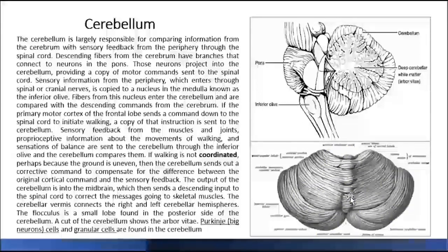The cerebellum helps us control equilibrium as well as coordination of movement. It has some very important cells, such as the Purkinje cells. They are very big cells that you are going to have in your cerebellum, as well as granule cells.